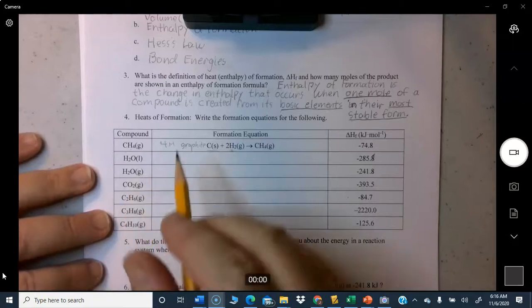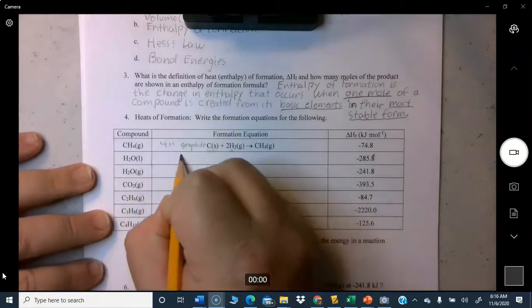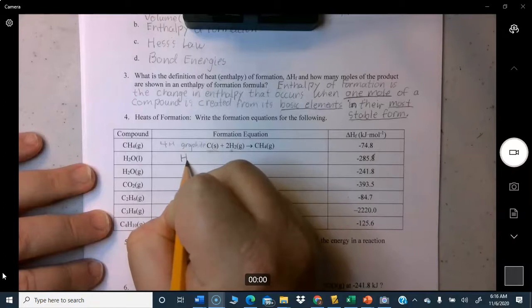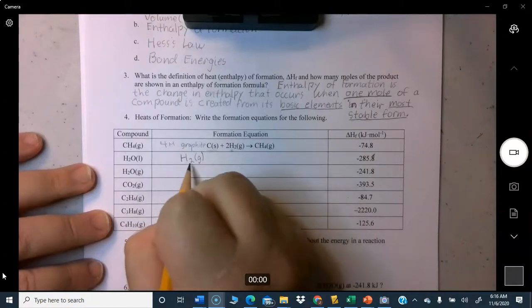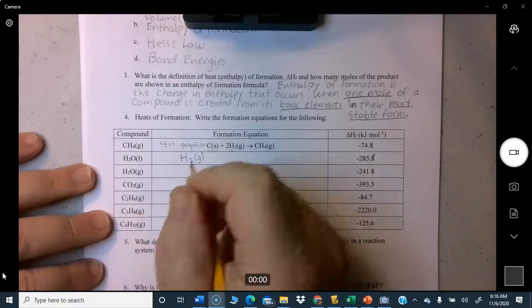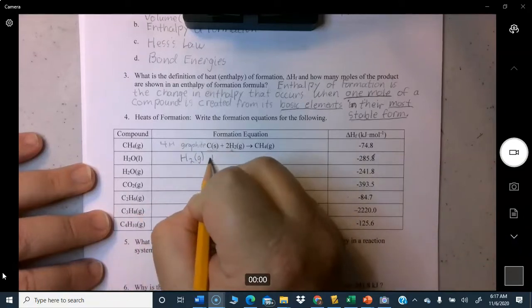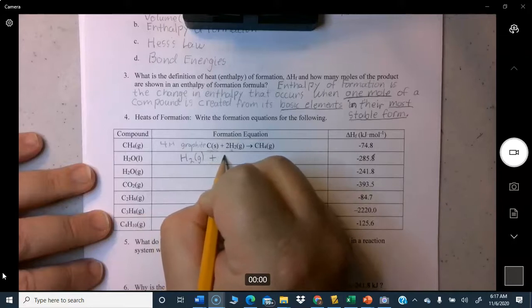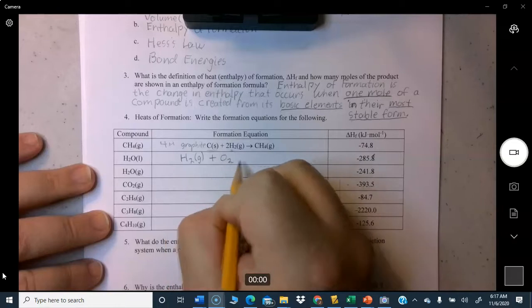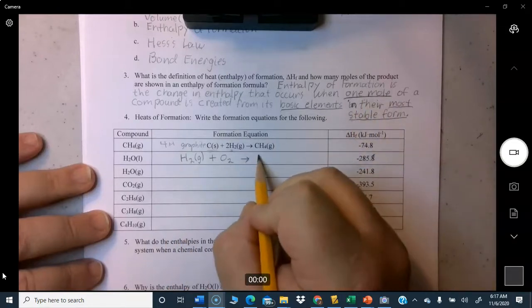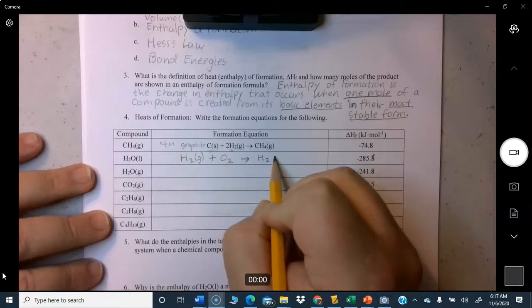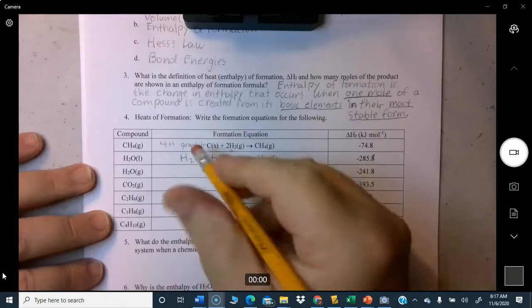H2O. So what you're going to need is H2, and in its most stable form, it's a gas. Again, it's not just H, it's H2. All right, then you're going to need O2. And remember, we're trying to create 1 mole of H2O. Okay, now there's a little bit of a problem here.